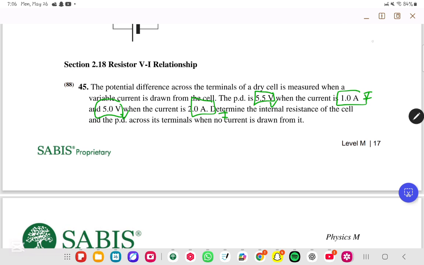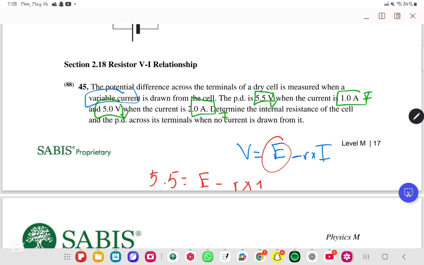So this is an equation we're barely going to use, but if it comes, we're dealing with a variable current, okay? What is this equation? This equation is that the voltage is equal to E minus the resistance times I. So in this case, you can find E for both of them, because they have to be equal. E is a constant value for both of them in this case. So they said that the voltage V, which is 5.5, is equal to E minus R times the current, which is 1, okay? And then the voltage 5.0 is equal to E minus R times the current 2.